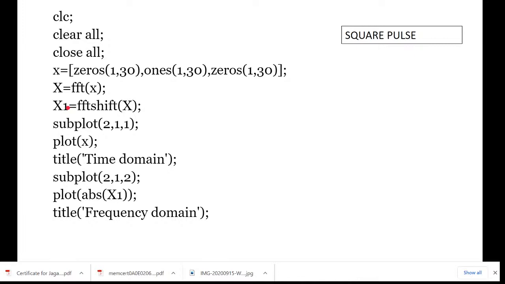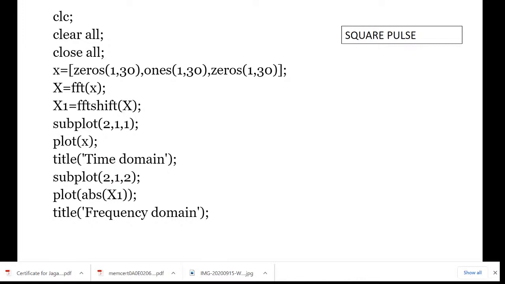Now we want to plot all these components. For example, we want to plot the square pulse as well as its FFT. Now we have the first subplot, 2, 1, 1. In this subplot we will be plotting x. The x here is a square pulse that we will be plotting, and we title that particular subplot as the time domain representation of the square pulse.